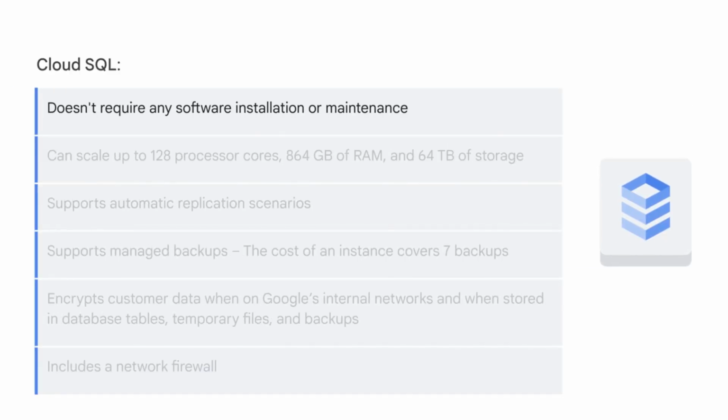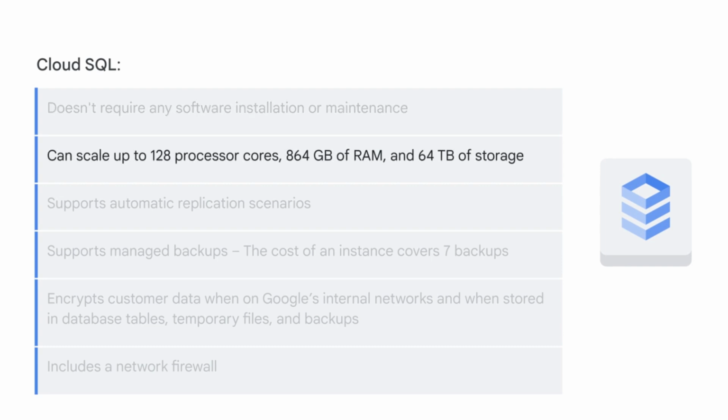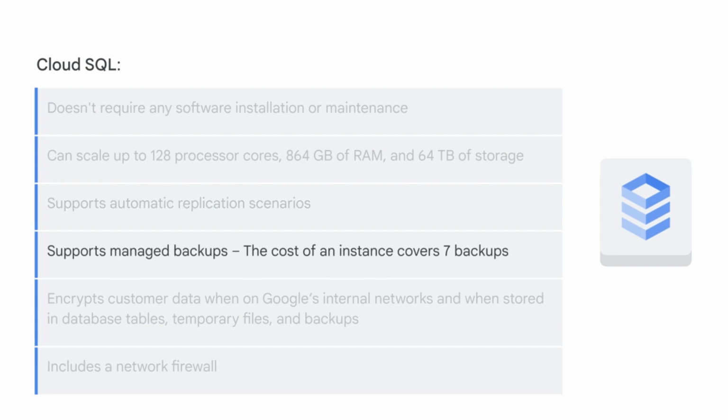Cloud SQL doesn't require any software installation or maintenance. It can scale up to 128 processor cores, 864 gigabytes of RAM, and 64 terabytes of storage. It supports automatic replication scenarios, such as from a Cloud SQL primary instance, an external primary instance, and external MySQL instances. Cloud SQL supports managed backups, so backed up data is securely stored and accessible if a restore is required.